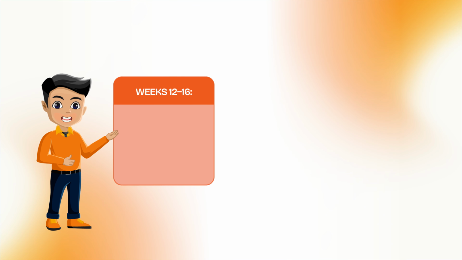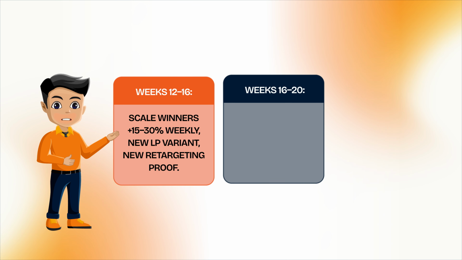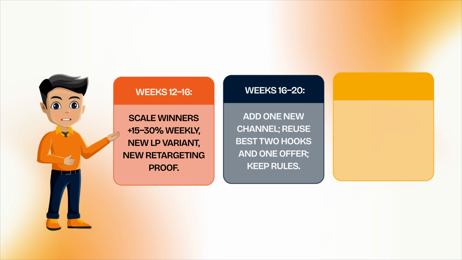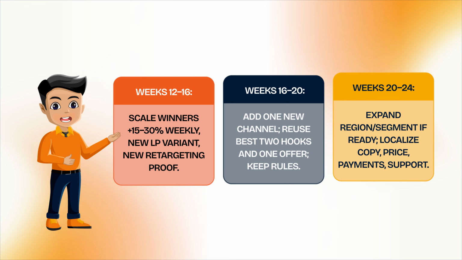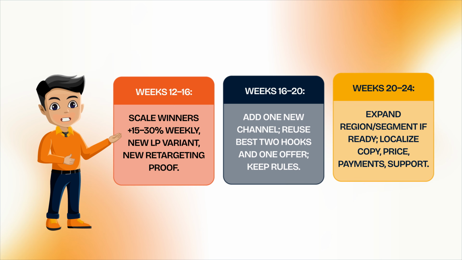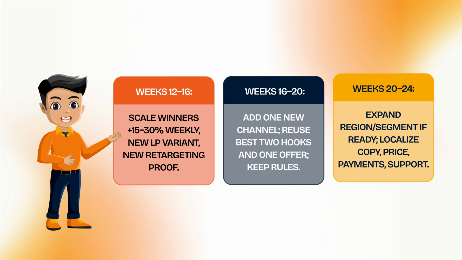Scaling playbook by phase. Weeks 12 to 16. Scale winners plus 15 to 30% per week if CAC holds. Refresh creatives. Launch one new landing page variant. Add one retargeting proof asset.